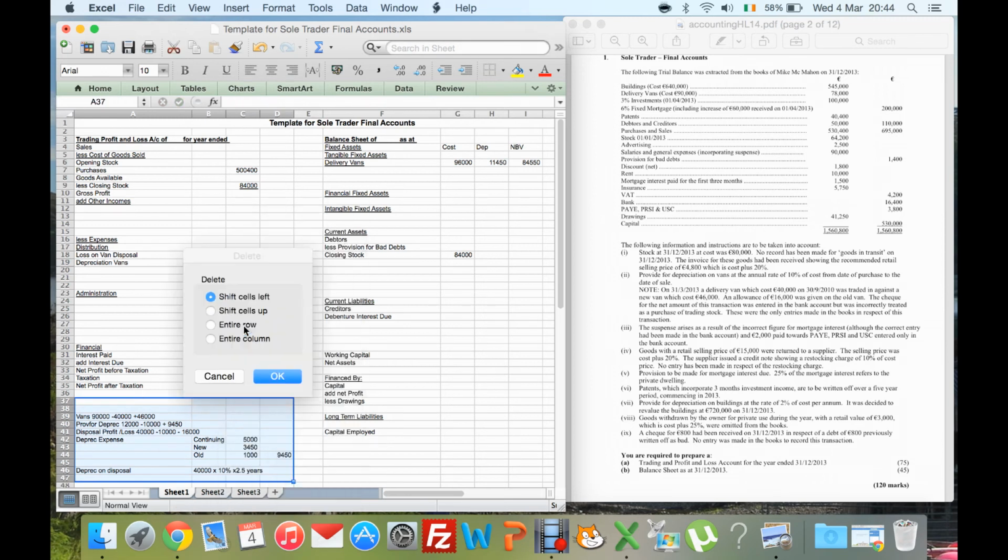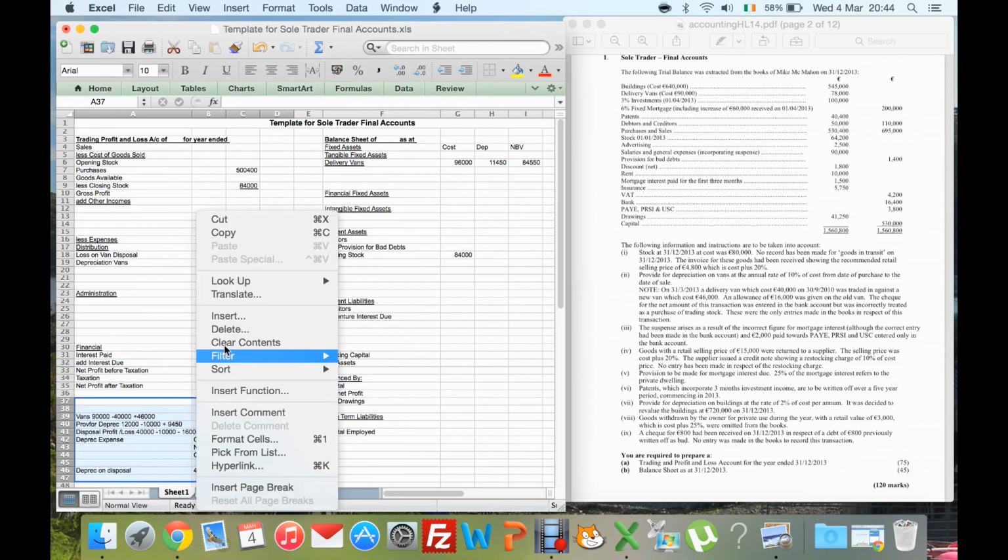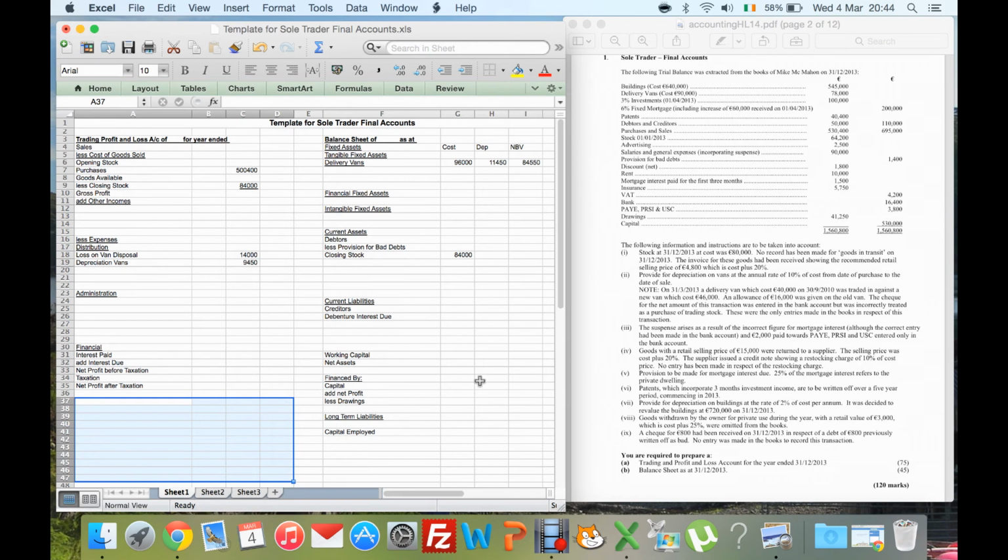So now we got suspense, and suspense is happening in 2 areas. Okay. So suspense is a rise in correct figure for mortgage interest, although the correct entry made in the bank account. And then somewhere down here, it'll say we have to provide for mortgage interest due. Okay. So we're going to deal with that at the same time because mortgage interest is mentioned here.